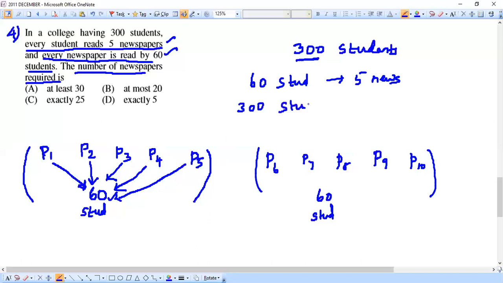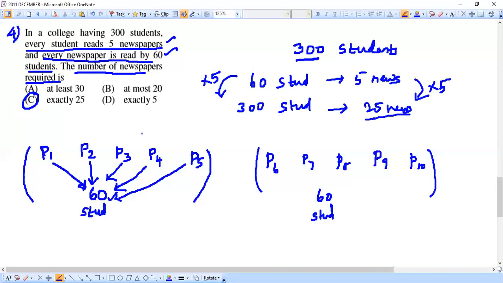For each 60 students we want 5 newspapers, so for 300 students, how many sets do we need? We need 5 sets of students, because 60 times 5 gives us 300. So we need 5 sets of 5 newspapers. 5 fives are 25 newspapers, which is option C. We need exactly 25 newspapers to make these conditions satisfied. That means option C, 25, is the answer for our fourth question.